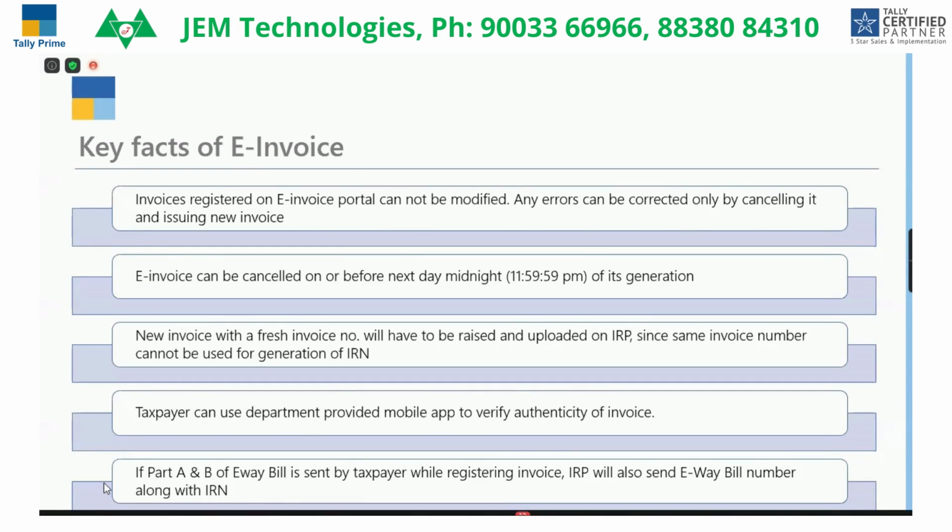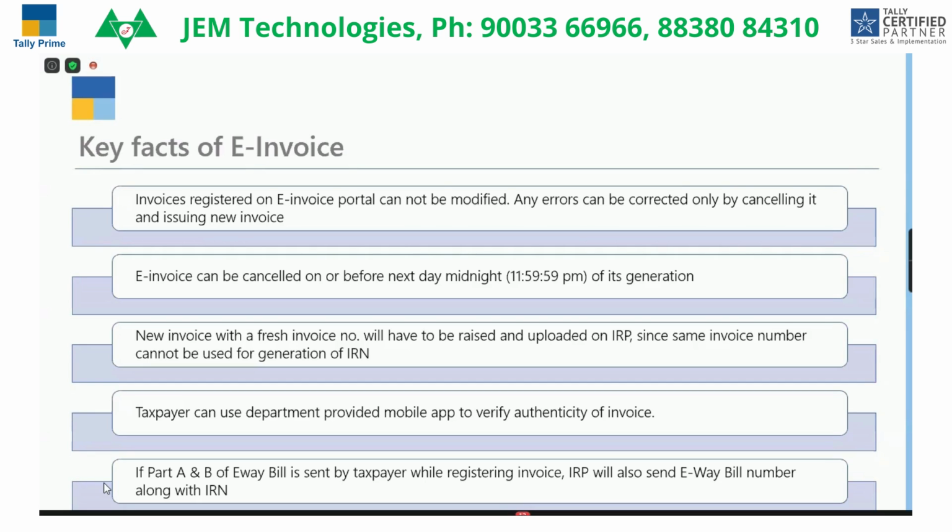Invoices which are registered on the e-invoice portal once uploaded cannot be modified. So any kind of modification like changing of quantity, rate, or any other information will not be allowed once you have uploaded and registered your invoice on the e-invoice portal. Any errors identified by the supplier have to be corrected only by cancelling and issuing a new invoice.